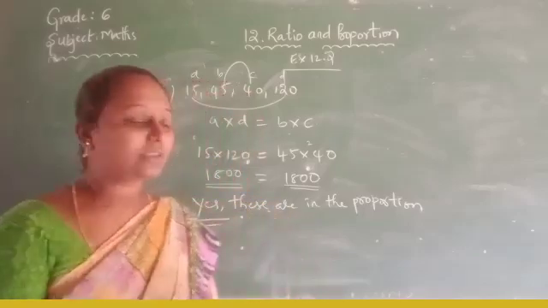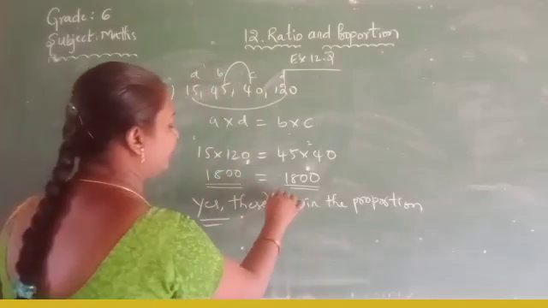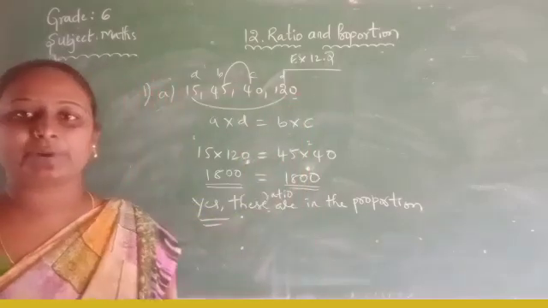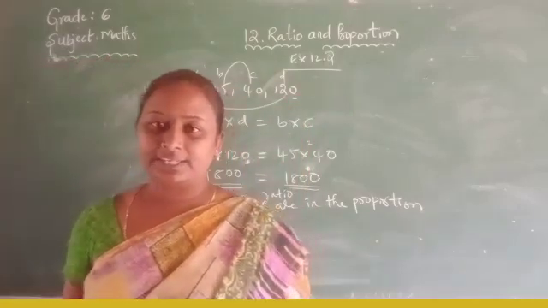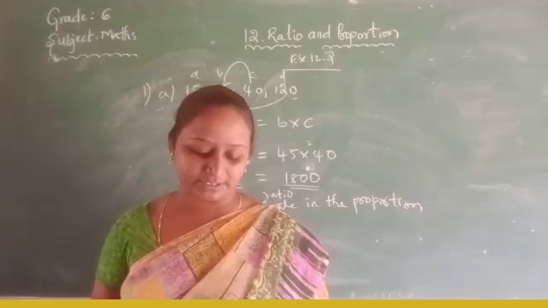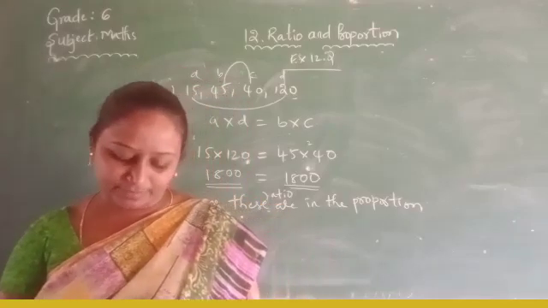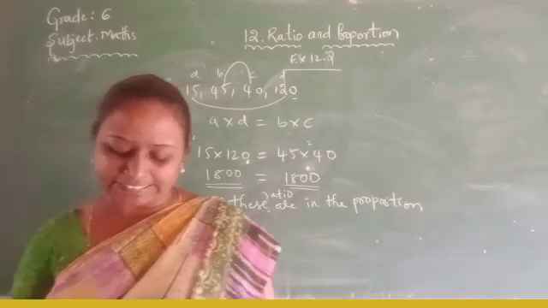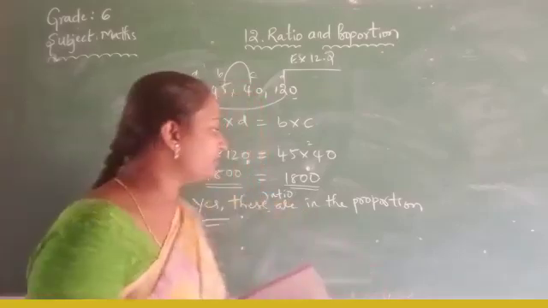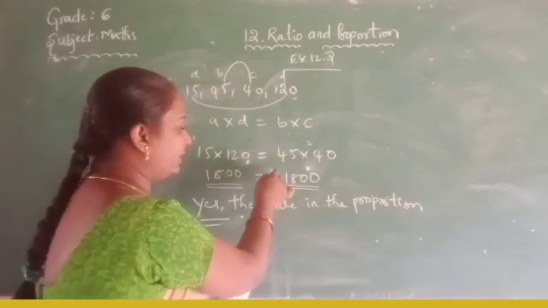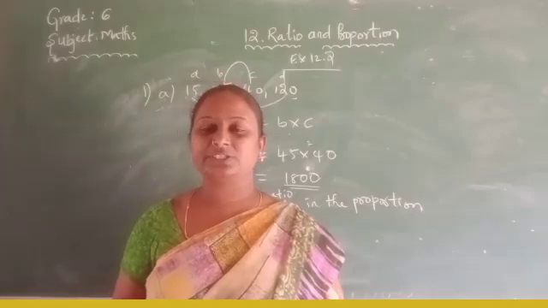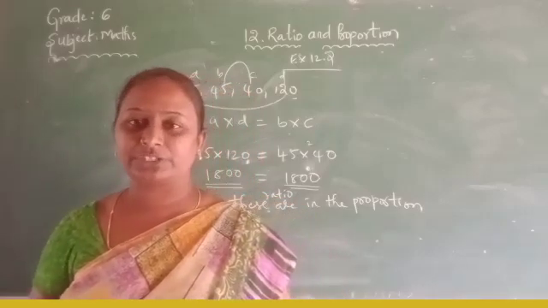Write the remaining ones like this. The product of first term and last term, the extreme terms, and the middle terms are second and third. Like that you can check all the problems: first B, C, D, E, F, check all the problems. If the left hand side and right hand side values are not equal, then can we say they are in proportion? No, these ratios are not in the proportion.